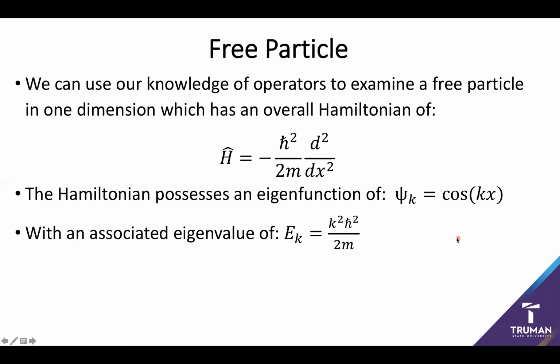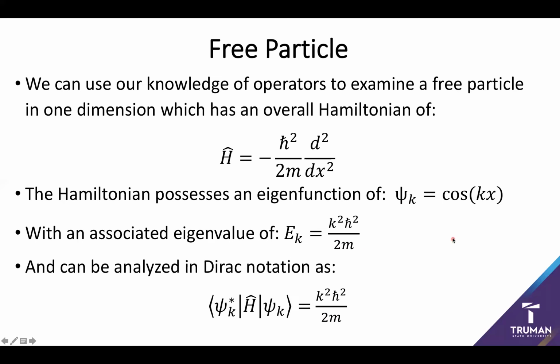Not too surprisingly, this means we can analyze the system pretty nicely in Dirac notation, where we apply our Hamiltonian to our function, then integrate, and that gives us k squared h bar squared over 2m. Again, that just gives us back our kinetic energy. This is fairly straightforward, as we've already solved most of the difficult bits. We're just putting it in our notation.